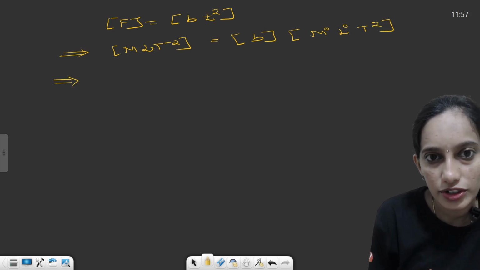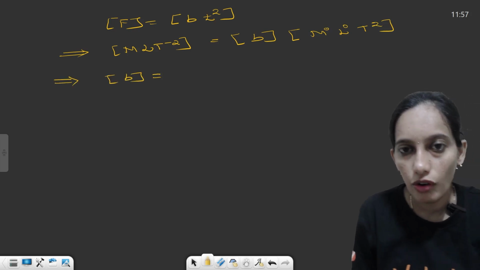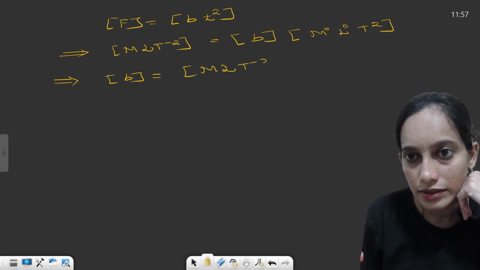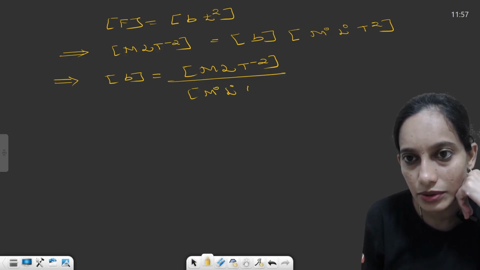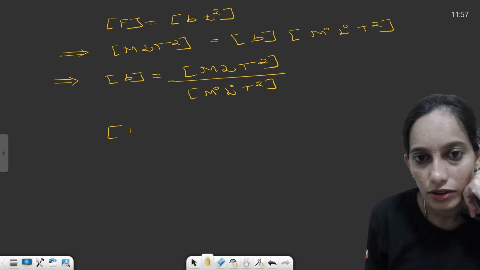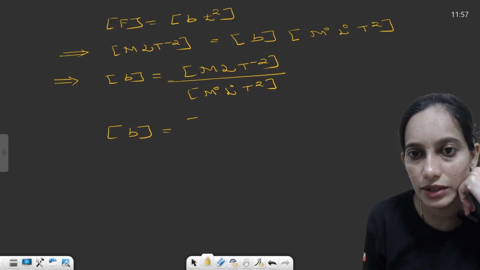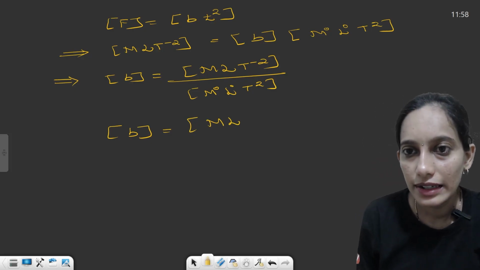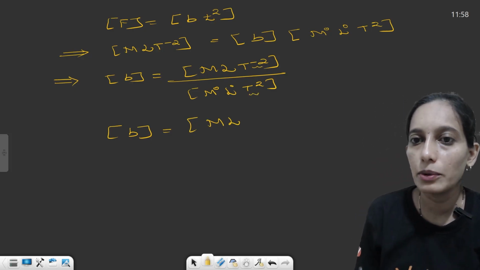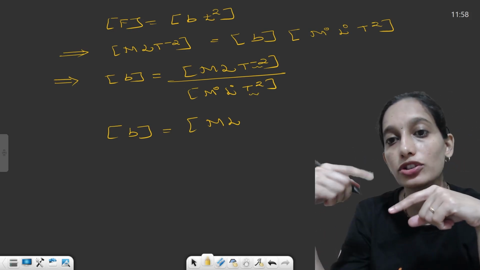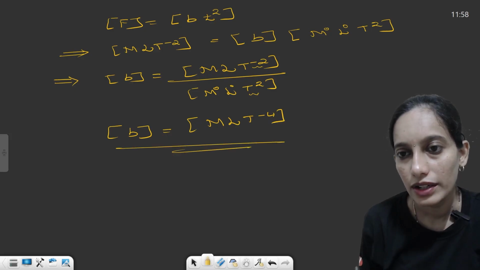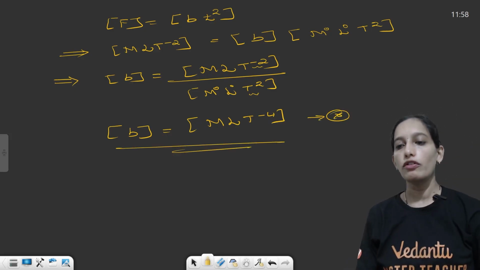Or if we just rearrange this, we get the dimension of B is equal to M L T power minus 2 whole divided by M0 L0 T power 2. So the dimension of B is equal to M raised to 1, L raised to 1, T power minus 2 in the numerator and T power plus 2 in the denominator, which gives T power minus 4. So this is the dimension of B.